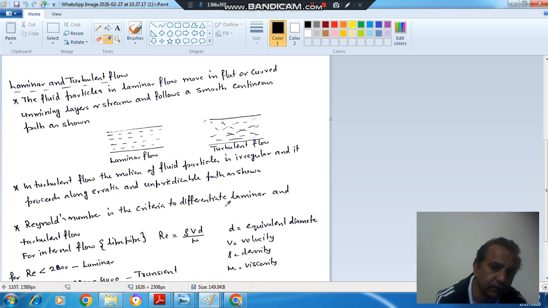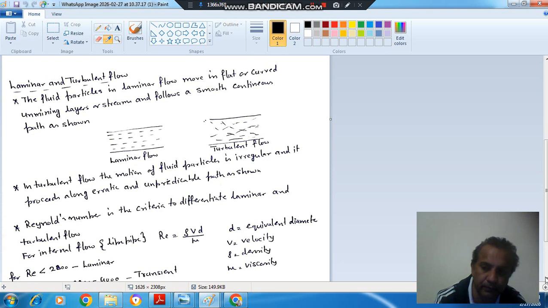To differentiate laminar flow and turbulent flow, Reynolds number is used. For internal flow like pipe, the Reynolds number is rho V d by mu. If the pipe is circular, d is the diameter. If it is non-circular, then it is the equivalent diameter. V is velocity, rho is density, mu is viscosity.